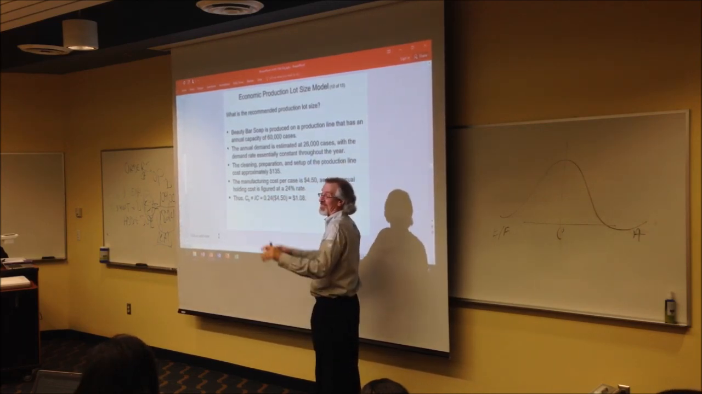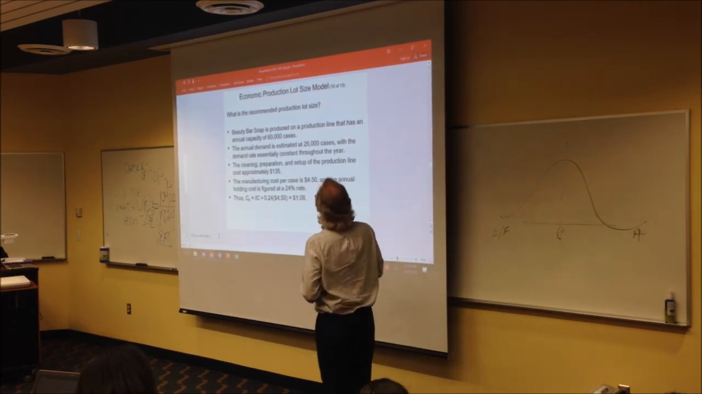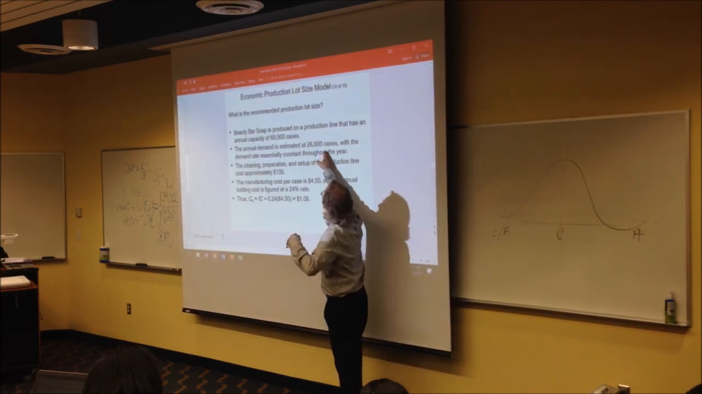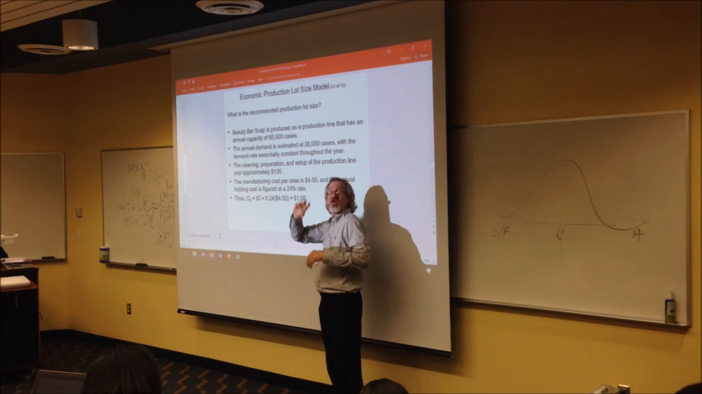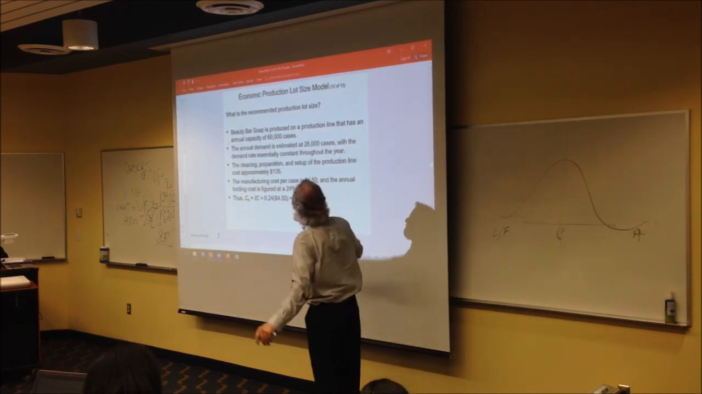That's our P. Now we're going to divide that into annual demand. The annual demand is estimated to be 26,000 cases. So right there, 26,000 divided by 60,000, that little D over P part, that's in both your total cost and the optimal quantity to produce.